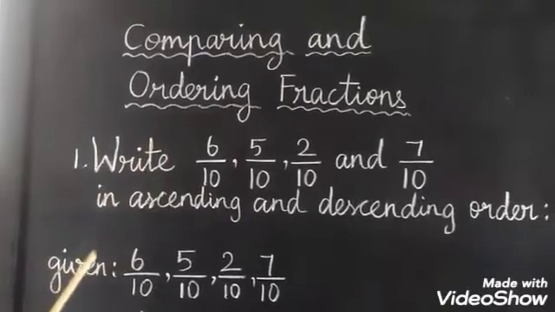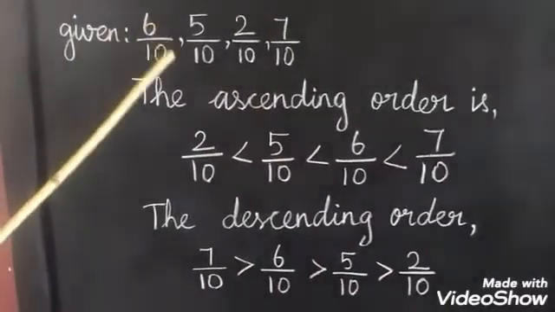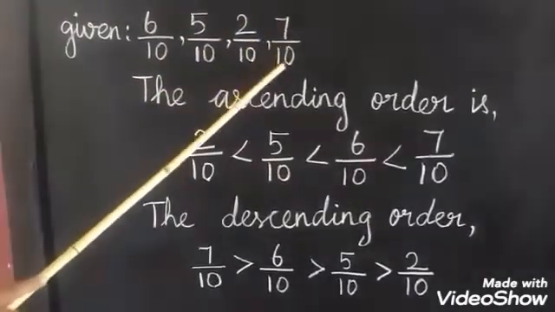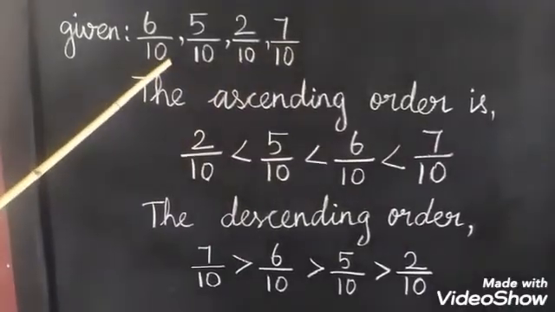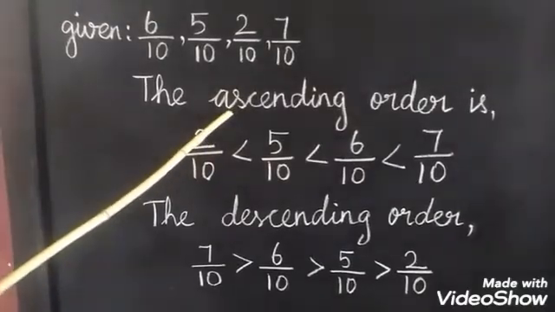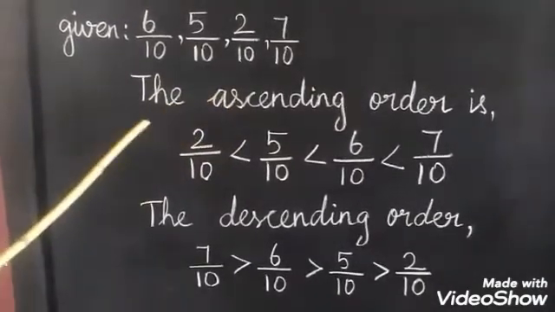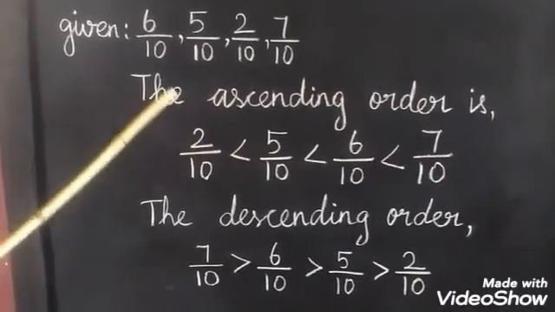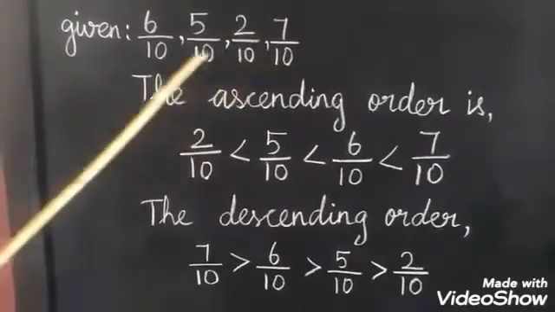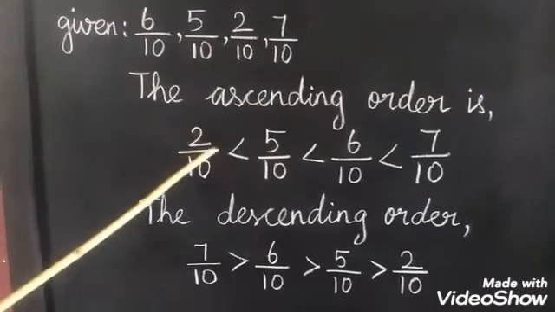Our given question is 6 by 10, 5 by 10, 2 by 10 and 7 by 10. First we have to arrange the numbers in ascending order. Ascending order means what? We have to arrange the numbers from smallest to greatest. So, first we have to check the denominator. If we have the same denominator, we can write the ascending order easily. Then we have to check the numerator only.